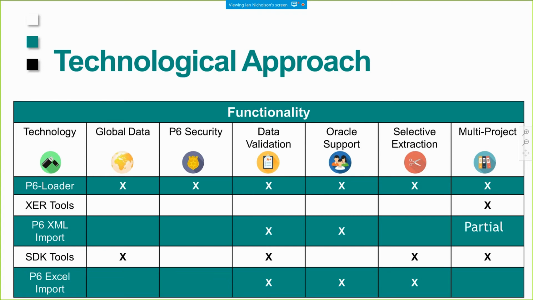And then finally, there's a P6XL import that's built in, which does validate the data. It is supported by Oracle, and it does let you do selective extraction, but it only does one project at a time, and it doesn't allow you to create any cross-project links. And just like the XCRs, it's project-specific. It will not load global data for you. So P6-Loader is the only tool that covers all the bases.